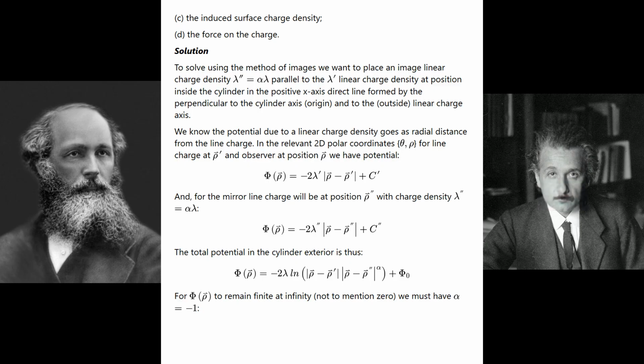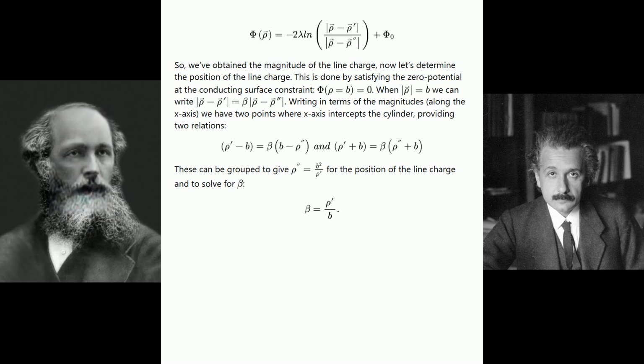For phi of rho to remain finite at infinity, not to mention 0, we must have alpha equals -1. See the equation shown. So, we've obtained the magnitude of the line charge. Now let's determine the position of the line charge. This is done by satisfying the zero potential at the conducting surface constraint: phi of rho equals b equals 0.